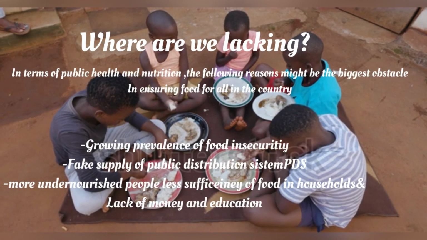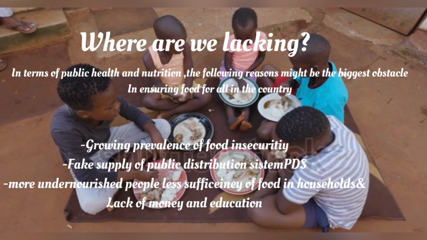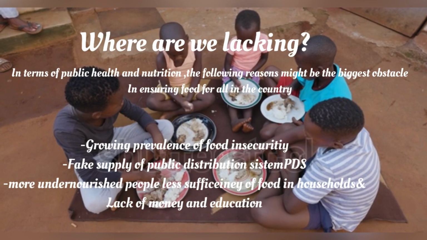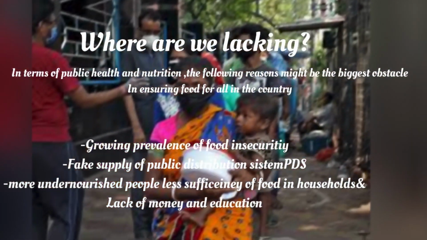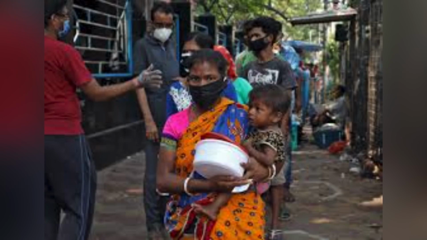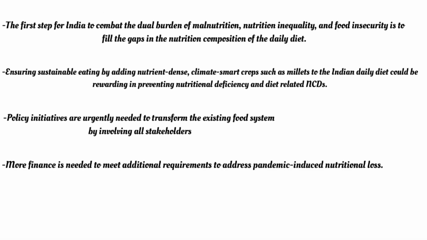In terms of public health and nutrition, reasons such as the growing prevalence of food insecurity, faulty supply of the public distribution system, more undernourished people, less sufficiency of food in households, and lack of money and education might be a few of the biggest obstacles. According to the WHO, the gaps can be filled and the global nutrition target can be achieved by 2025 by following the listed protocols.